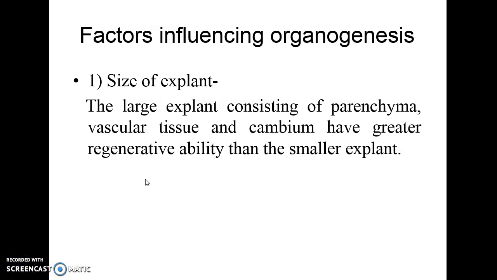Now we are going to see the factors affecting or influencing organogenesis. First is size of explant. The size of explant should be not too small or too large. The explant part should consist of parenchyma, vascular tissue, and cambium. Why? Because that contains more regenerative ability than a smaller explant.